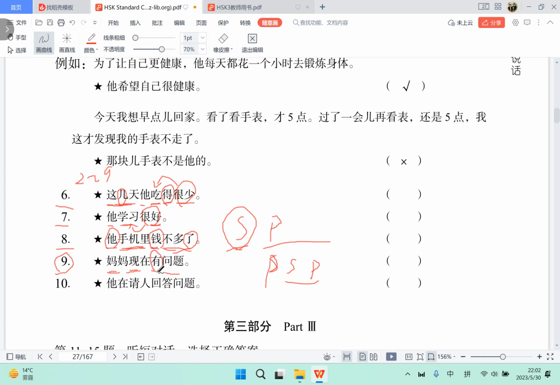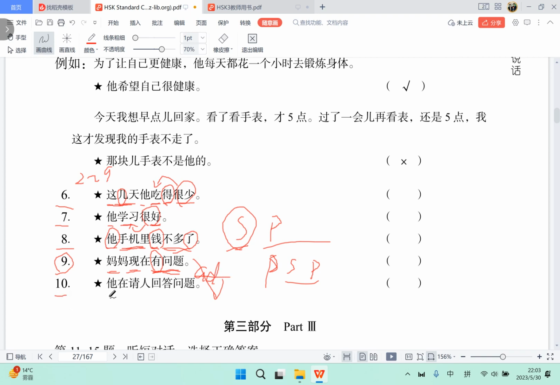So 有问题. This will be very tricky, because sometimes 有问题 means you have a question, like 老师我有问题, teacher, I have a question. And you can also use this to describe someone who's crazy, like 他有问题, like he's lost his mind. That's used in oral speaking, but in this book we don't have this use.